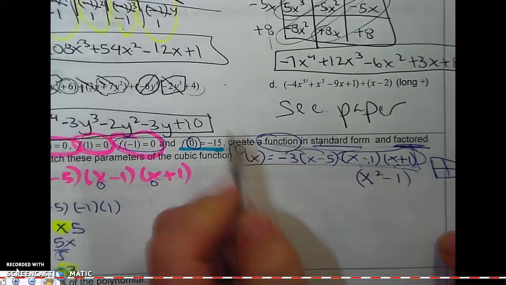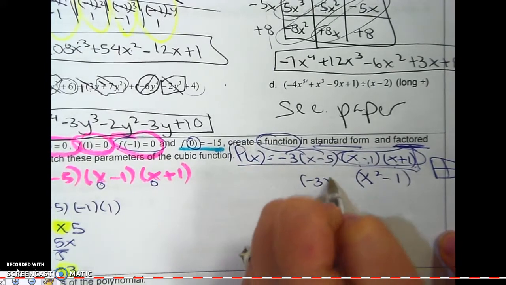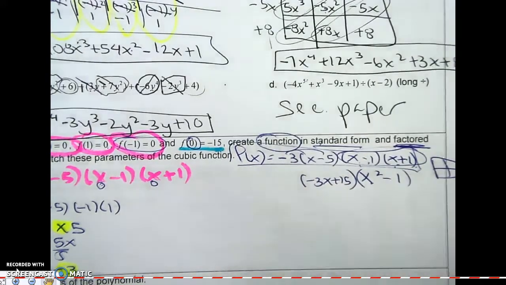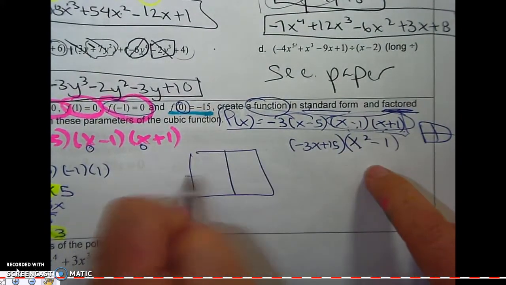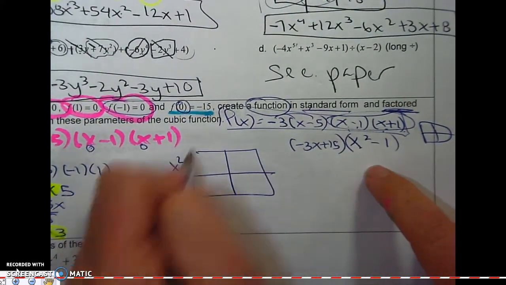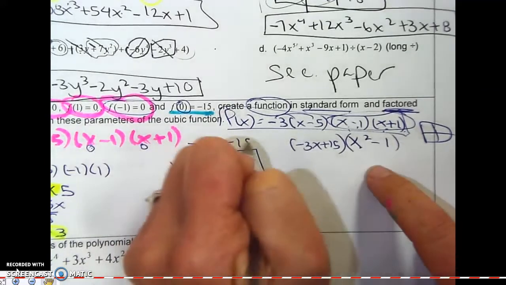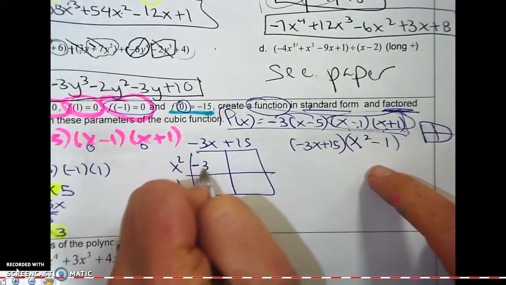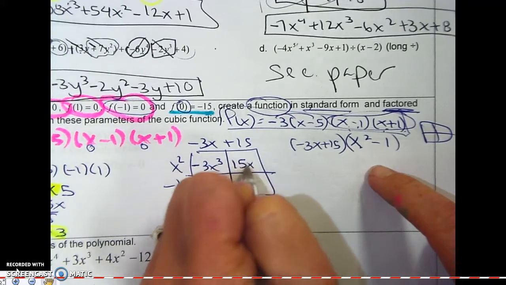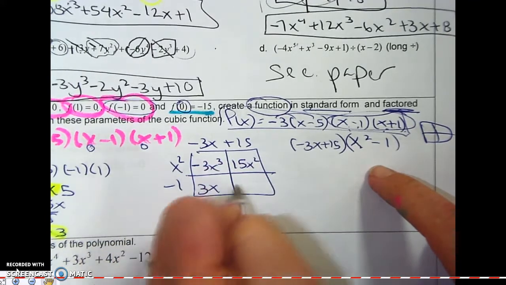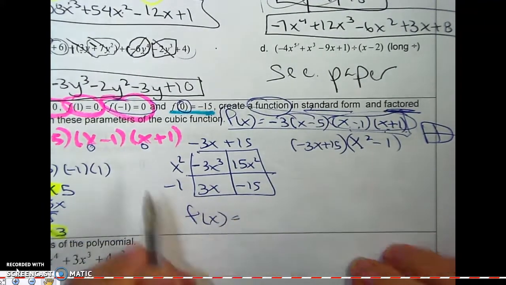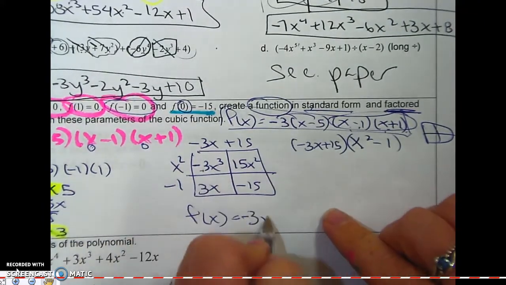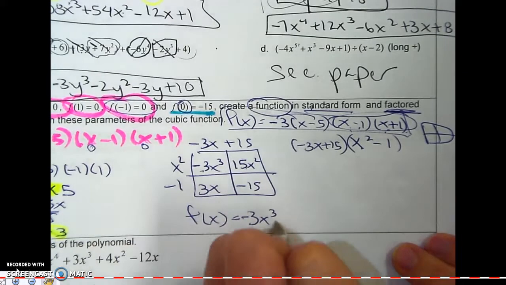I'm going to distribute the negative 3, and I'll get negative 3x plus 15. That's just the way I'm deciding to do it. Now I'm going to do another box over here. X squared minus 1, negative 3x plus 15, negative 3x cubed, 15x squared, 3x, and negative 15. If I'm going to write this in standard form, negative 3x cubed, these are not the same, so I don't put them together.